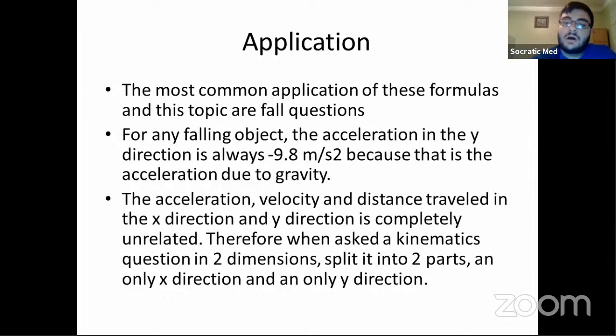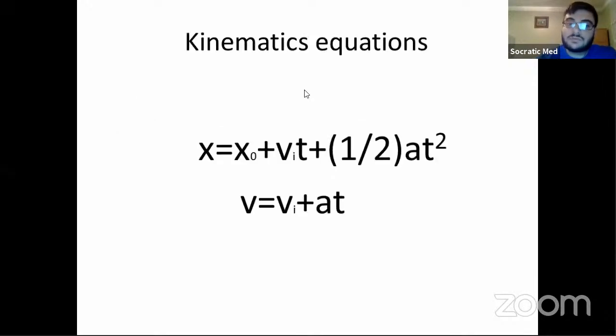Okay. So therefore, like I mentioned, when asked a kinematics question in 2 dimensions, I recommend that you split it into 2 parts, an only x direction and an only y direction, right? So say we're using this first equation, which is the most common one. We want to do final position, initial velocity, and acceleration in the x direction only, and then final position, initial velocity, and acceleration in the y direction only.